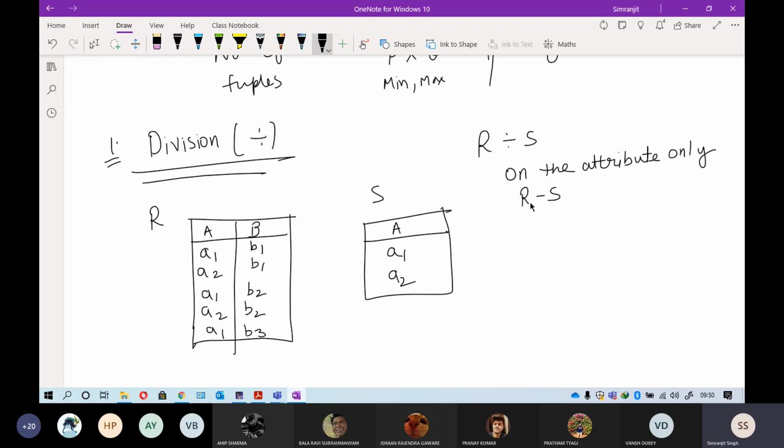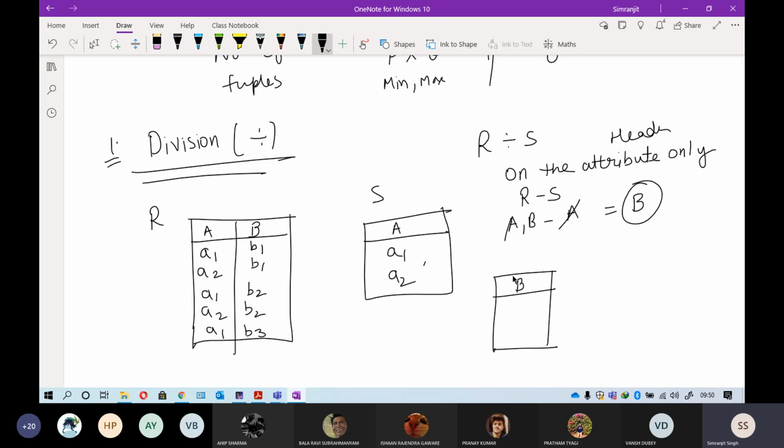You are not applying the minus or set difference operation on the tables, but you are applying this on the header part. So I'm talking about the header. The header is A comma B minus A. When you subtract it, you will get B. It means that your answer will be in terms of B. I do not know the answer now, but I know that the answer will result in B. When you are dividing by A, the resulting part will be B. So I'm writing it as B.